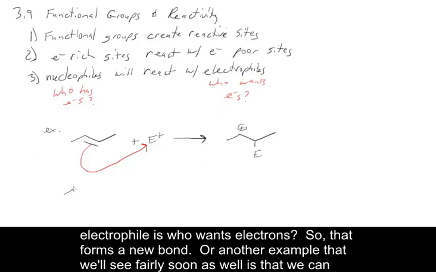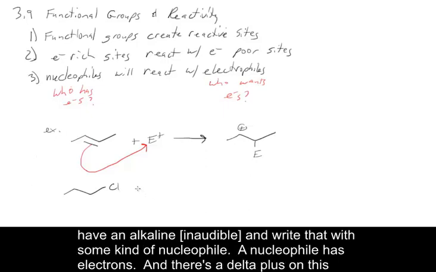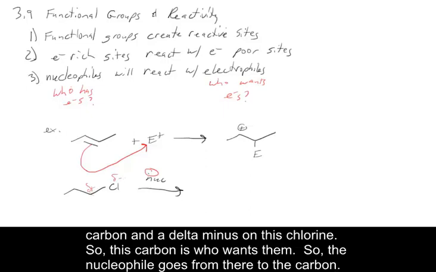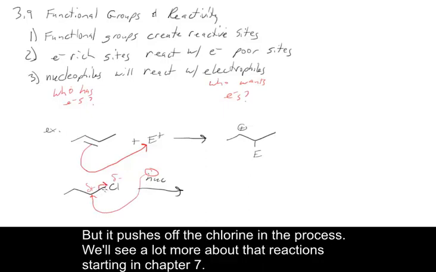Or another example that we'll see fairly soon as well is that we could have an alkyl halide and react that with some kind of a nucleophile. The nucleophile has electrons. There's a delta plus on this carbon and a delta minus on this chlorine. So this carbon is who wants them. So the nucleophile goes from there to the carbon, but it pushes off the chlorine in the process. We'll see a lot more about that reaction starting in Chapter 7.